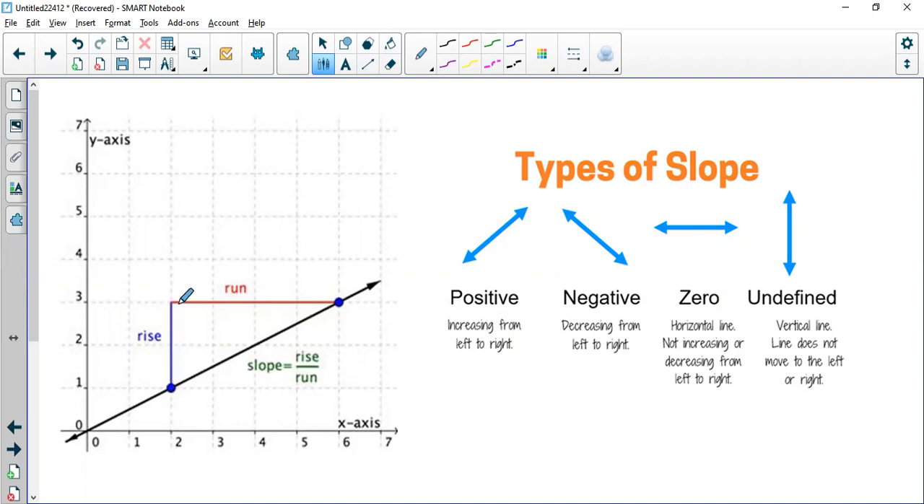Rise is going to be 2 units, and then run, that's to the right, because you don't run up, right? You run to the right or to the left. So run is going to be 4 units here. It's as easy as that. So here the slope is going to be 2 over 4, which is equal to 1 over 2 if you simplify it. So that's rise over run.